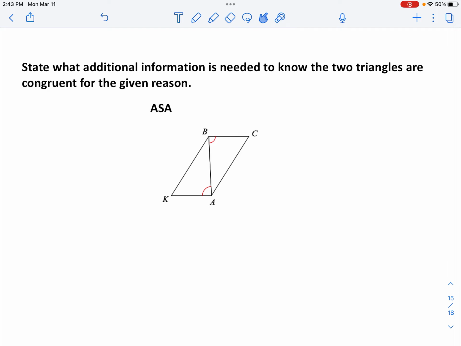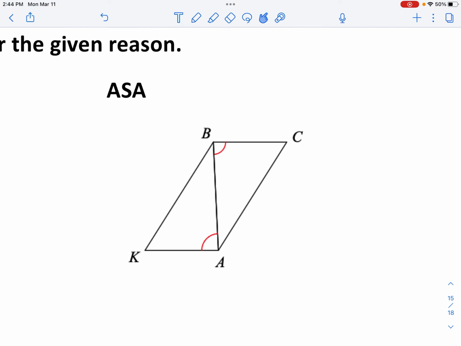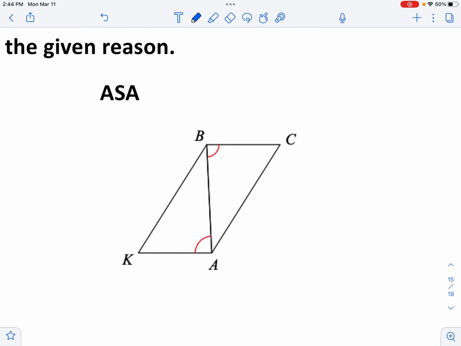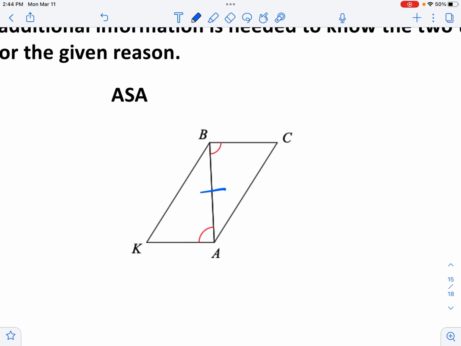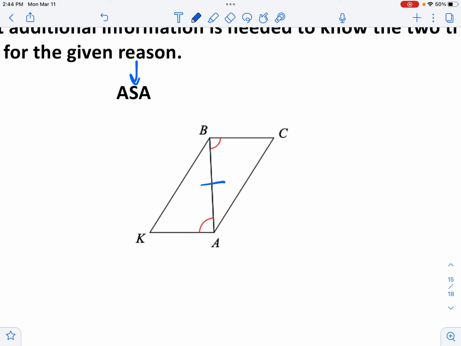This time it's angle, side, angle. We're sharing a side. And that side has to be inside the two angles, right? So if I start with this angle, then I have a side, I would need another angle here. So that would mean I would need to know that this is congruent to this.